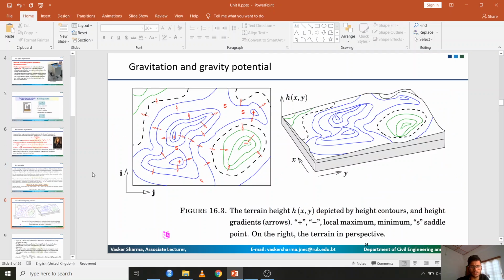This is the unit that we use for measuring gravity. Before understanding gravity potential or gravity potential lines, we need to understand the contours or the height gradients. How does this behave, and then we try to understand how the gravity vectors behave, and what the different types of gravity vectors are. So first let's understand what the height gradient or height contours are.